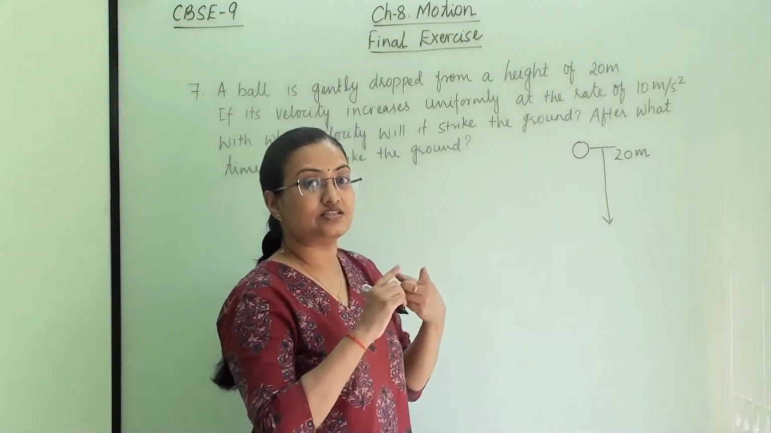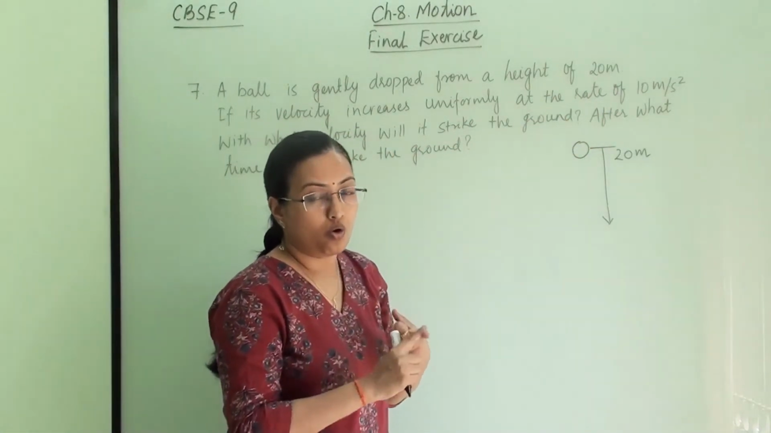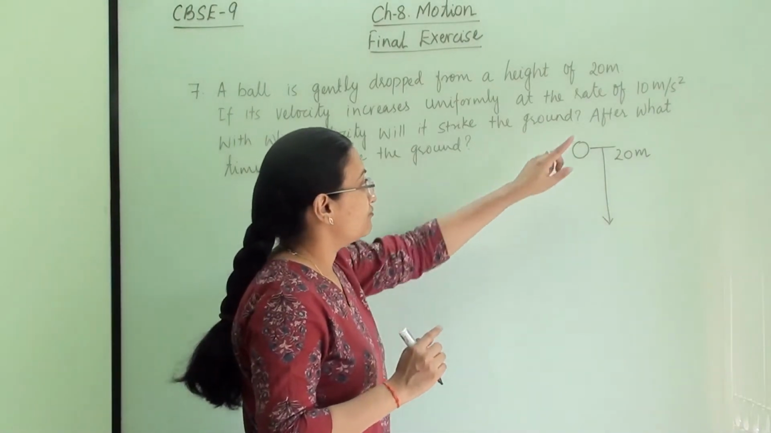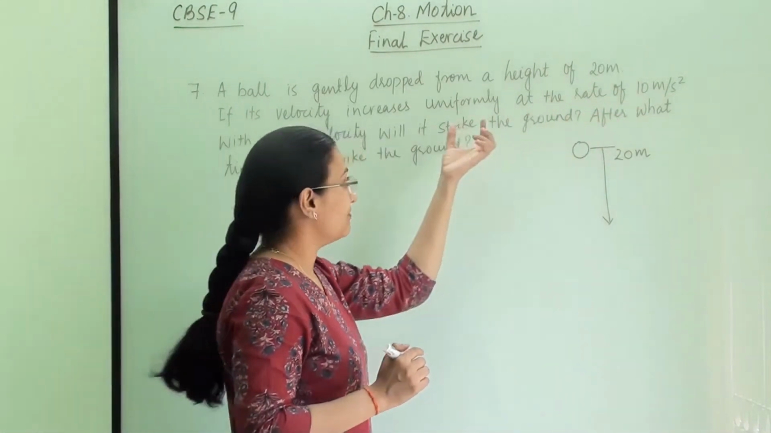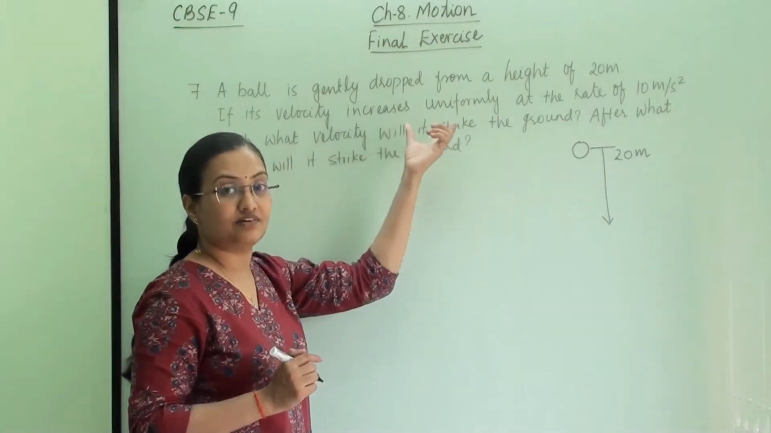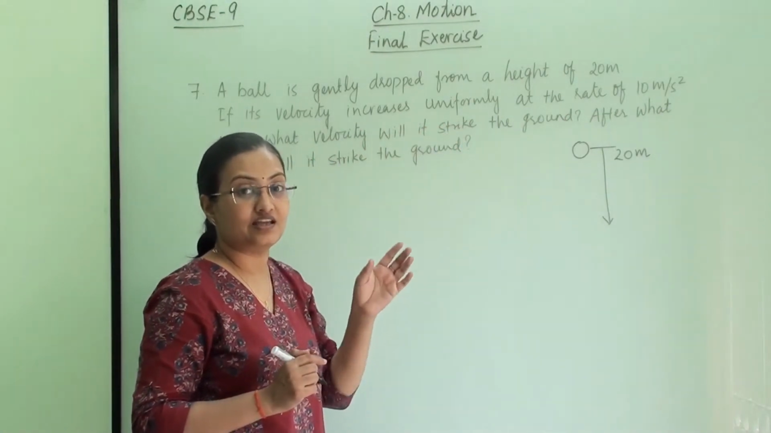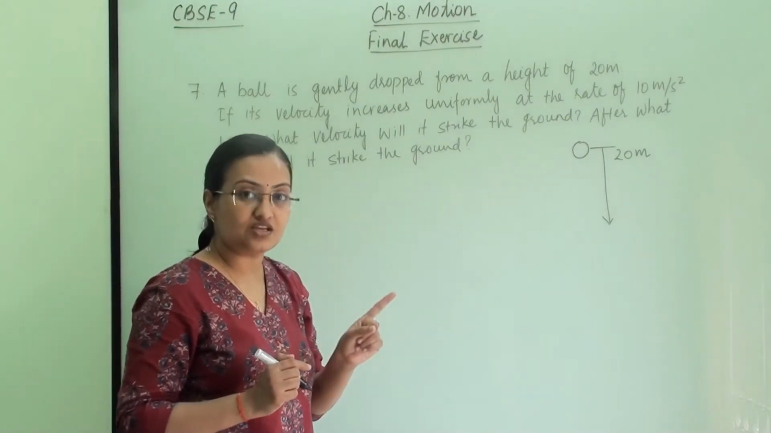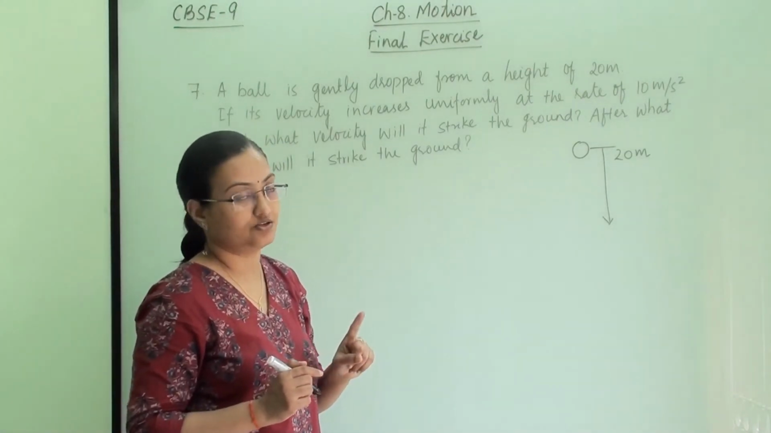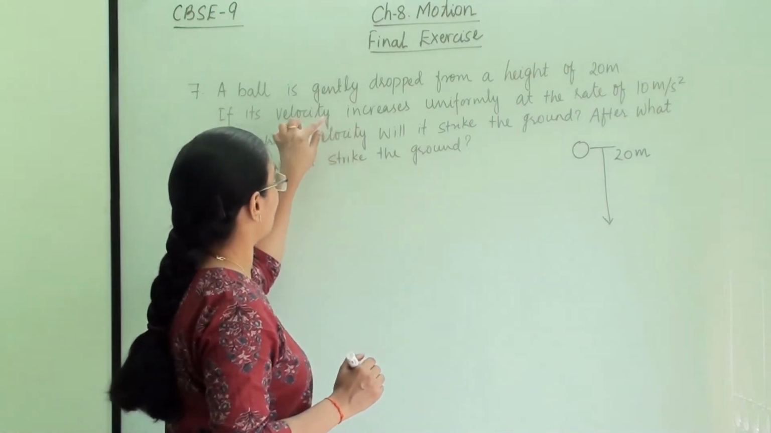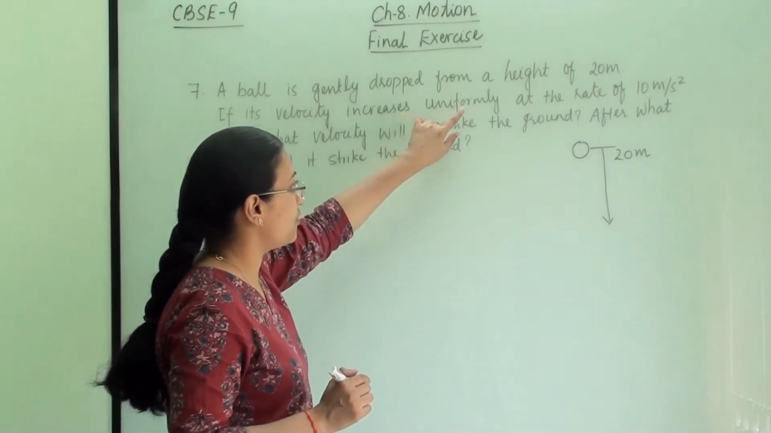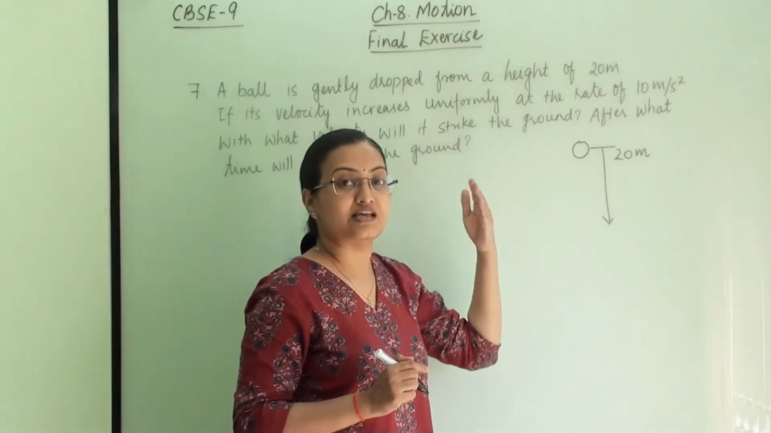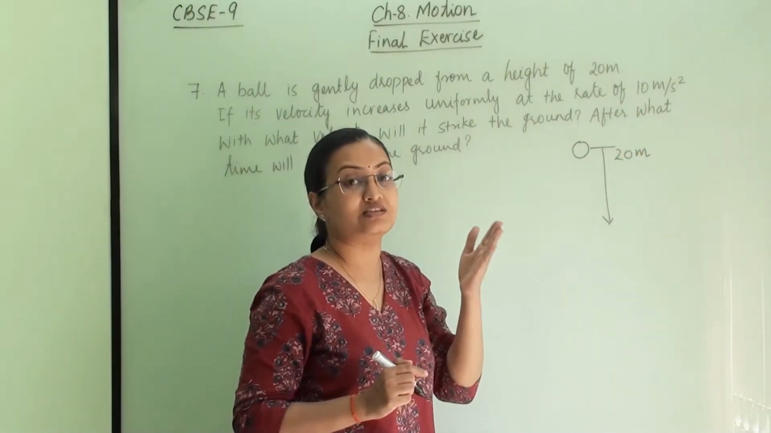Now whether this is a velocity or this is an acceleration, how to check that? First thing, you can check whether they have said increasing velocity or decreasing velocity. When there is a change in velocity, it is acceleration. So here they have said that velocity increases uniformly at the rate of 10 meter per second square. So this is acceleration because velocity is increasing.